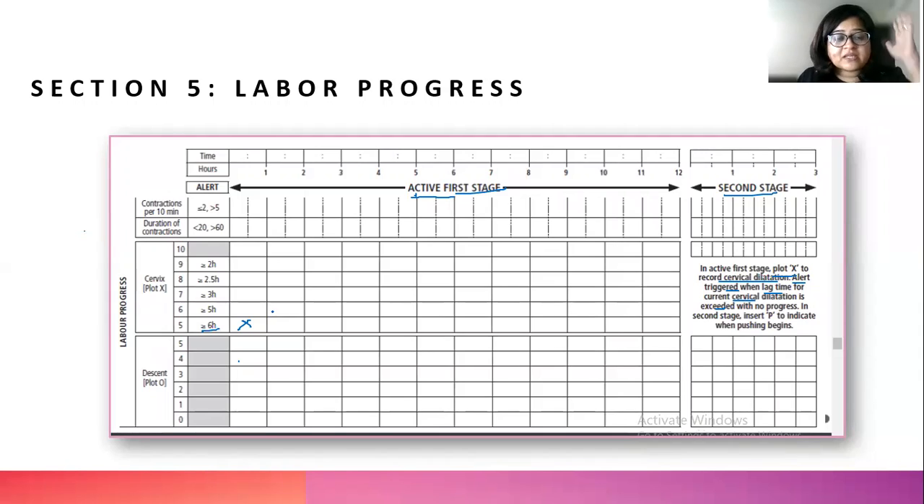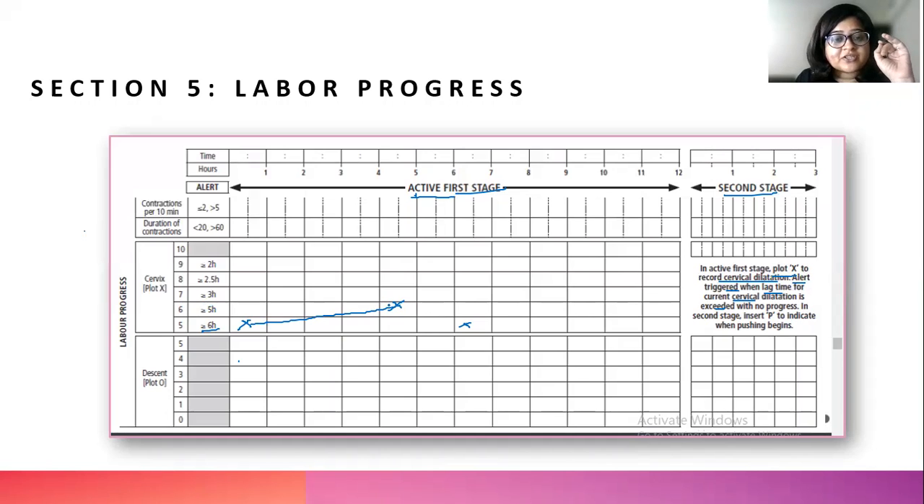That means if she comes to me at 7 a.m., I can wait till 6 hours, that means till 1 p.m., for her to progress a little bit more. So if she remains at 5 centimeters for 6 hours, then only after that do I need to get worried. If she's progressing, suppose after 4 hours I repeat her PV. At 11 a.m. she is now 6 centimeters. So after 4 hours, she's now 6 centimeters. So this is all right. But if she remains 6 centimeters after 6 hours, then this is when I need to get alerted.